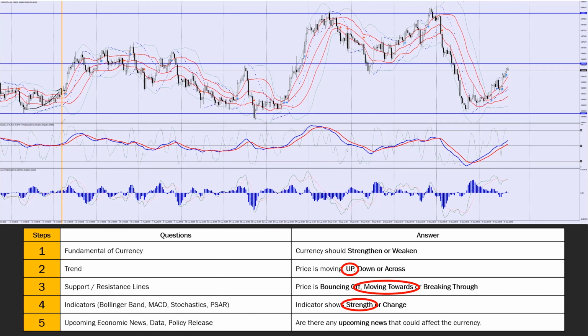Indicators are not outside the Bollinger Band. It's telling me change, it doesn't tell me strength. We have it pointing up. At this point, enter a trade there. Stop loss there. Take profit here.